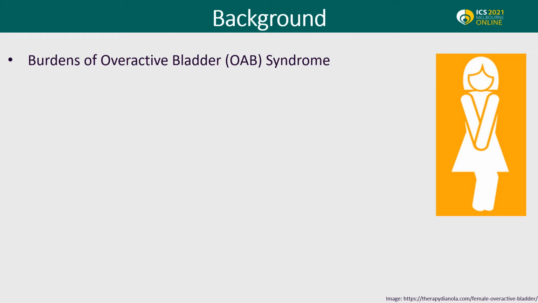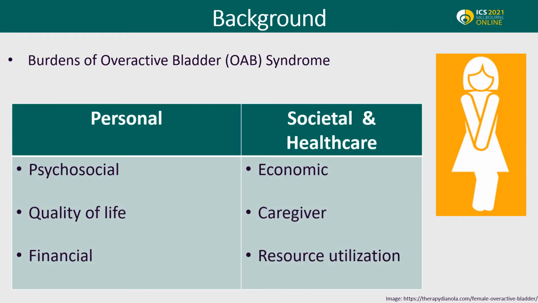Overactive bladder syndrome is characterized by urinary urgency, usually with urinary frequency and nocturia, with or without urgency urinary incontinence. There are burdens associated with overactive bladder, including personal, societal, and healthcare burdens. Overactive bladder is associated with depression, especially in older adults.